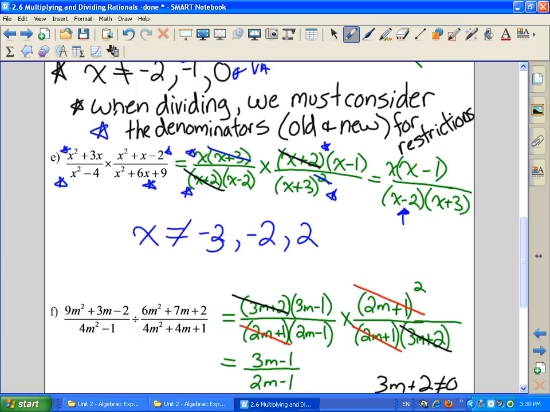Then we have to look for our restrictions. Looking at the denominator here, we notice that first of all, x cannot equal negative 3, and that's a vertical asymptote because it still remains. X cannot equal 2, so that's a vertical asymptote. And the one that got canceled out is x plus 2, so x cannot equal negative 2, and that's going to be a hole. Questions with that?